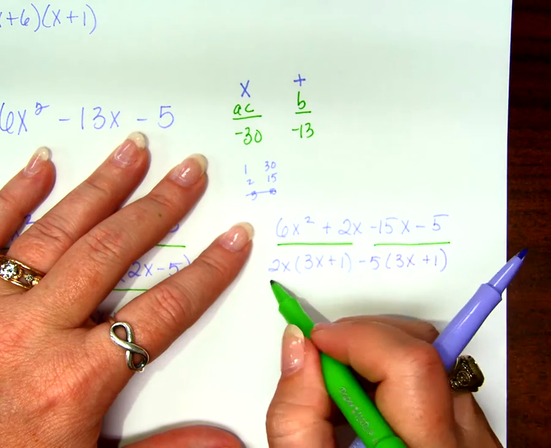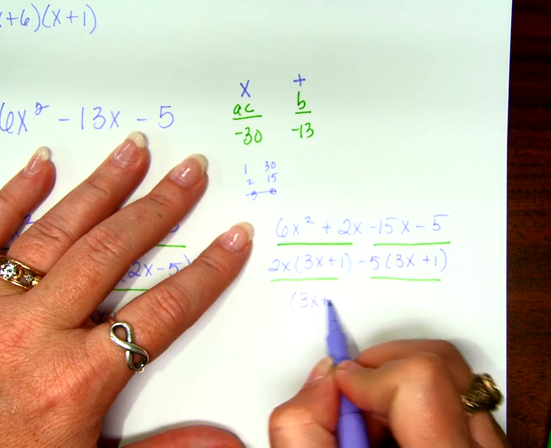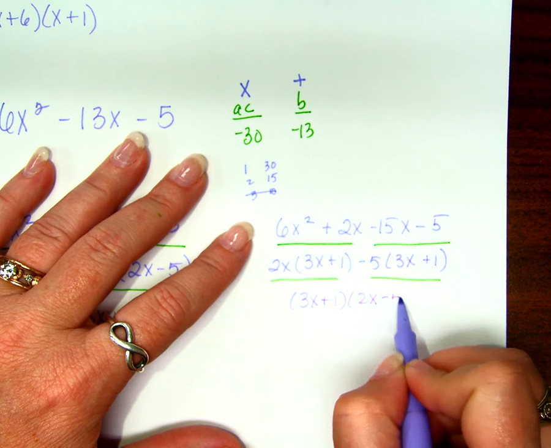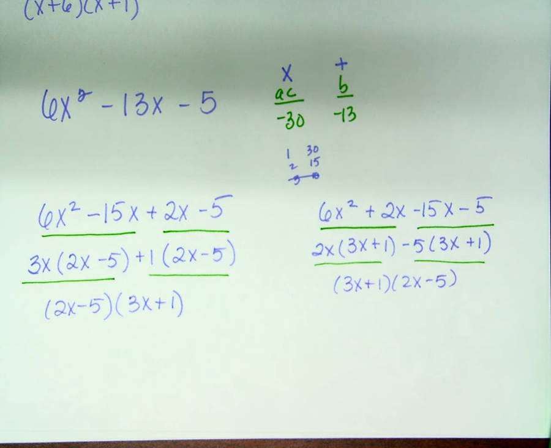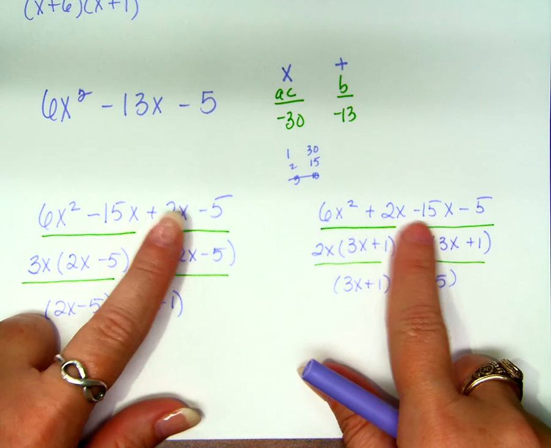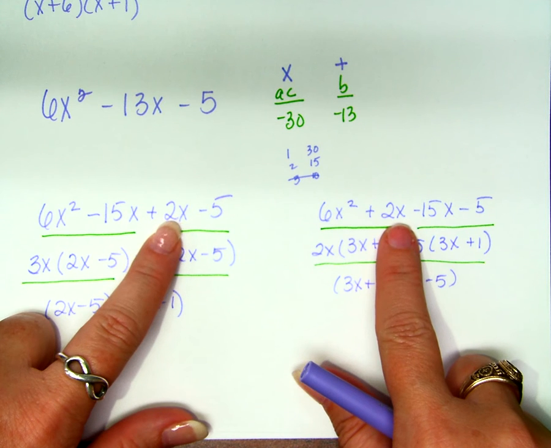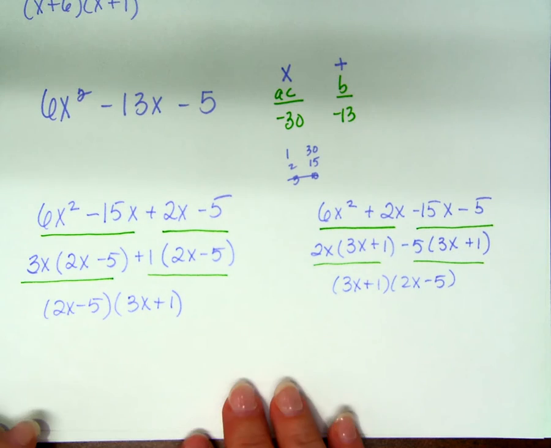What's common in these two? 3x plus 1. 2x minus 5. Are those the same? Yes. So it doesn't matter what order we split the middle term into. I just needed to make sure you knew that. You okay with that? Okay. Ready for another example? Okay.